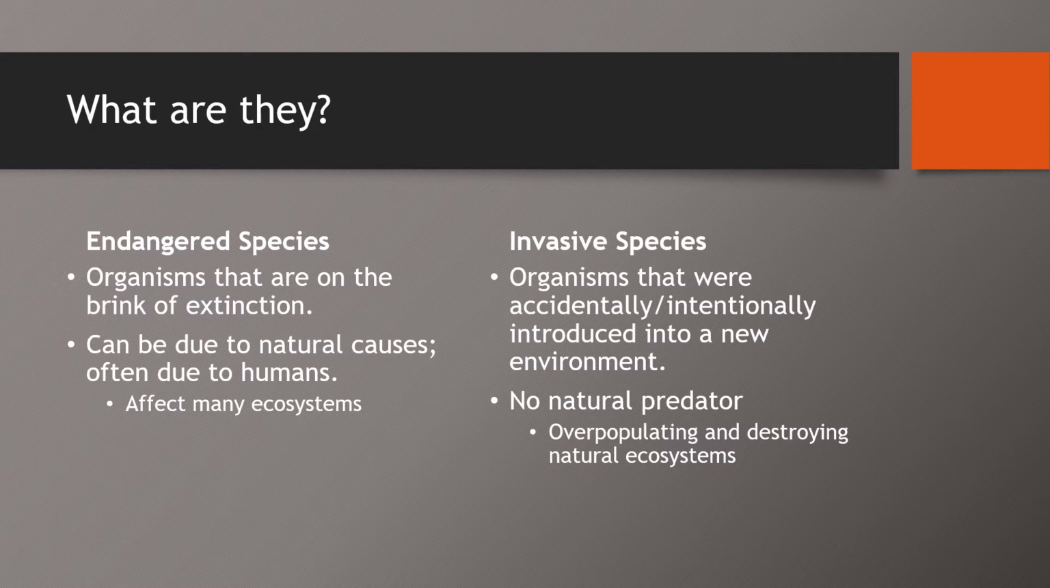The opposite of that are invasive species. So these are any living organisms, so animals, bugs, plants, fish, that were accidentally or intentionally introduced into a new environment. Oftentimes these invasive species do not have a natural predator, and this will result in overpopulation, which destroys the natural ecosystem in the new area.